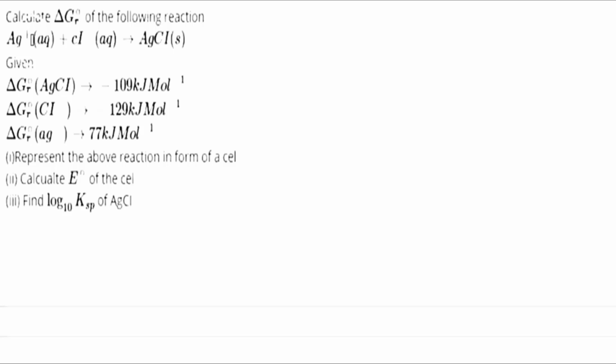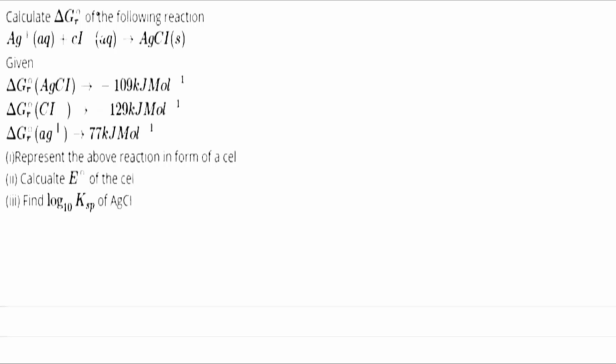Hello students, the question is: calculate delta G naught for the following reaction, Ag+ plus Cl- forming AgCl solid. Given delta G naught for AgCl is minus 109 kJ per mole, for Cl- it is minus 129 kJ per mole, and for Ag+ it is plus 77 kJ per mole. Represent the above reaction in the form of a cell. Calculate E naught of the cell and find log base 10 Ksp of the AgCl.